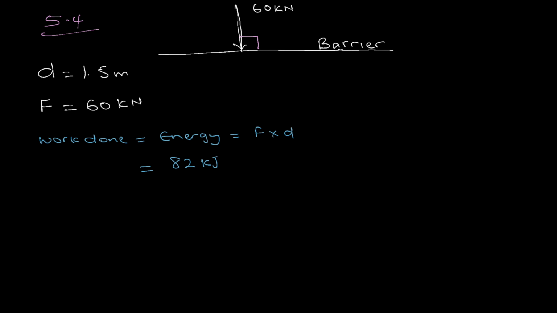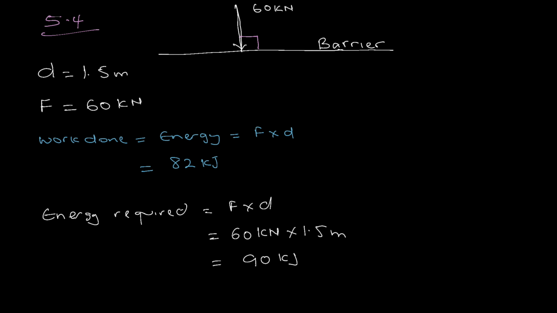But in order to move a distance of 1.5 meters, what energy is required? Well, the energy required will be equal to force times distance, and that will be 60 kilonewtons times 1.5 meters, and that gives 90 kilojoules, because 60,000 times 1.5 is 90,000. So that is the actual energy that is required to move by 1.5 meters. As you can see, we don't have that much energy. That's the E required, but we don't have that. We only have 82 kilojoules.